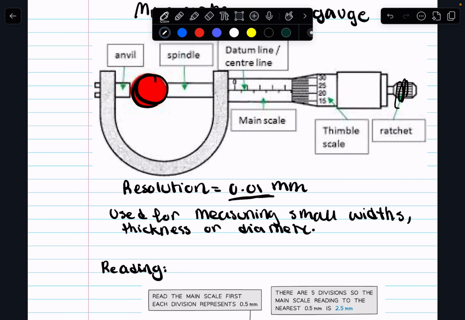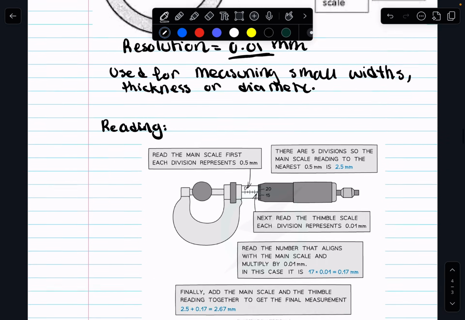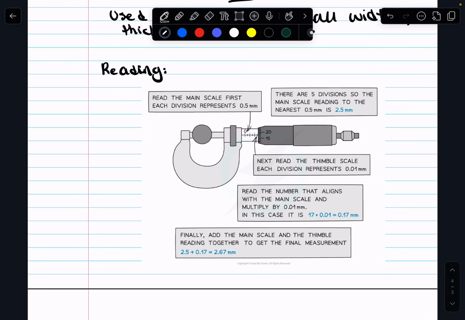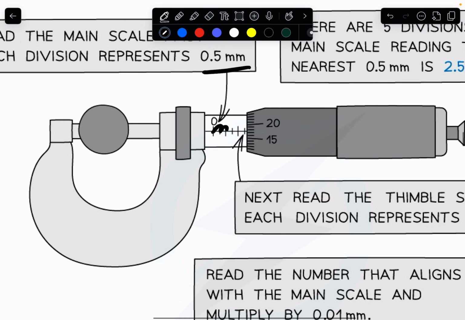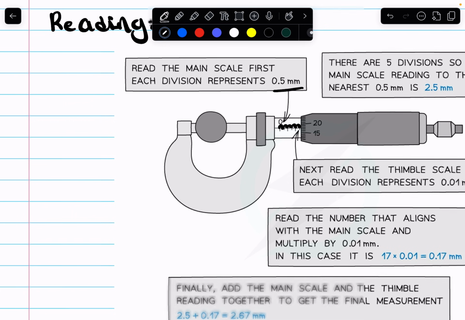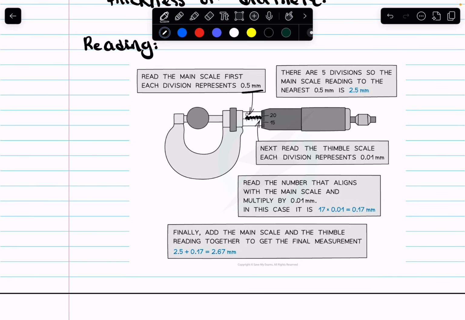So here we have a very, very small ball. So how you read it is basically you read the main scale first. So each division is half a millimeter. So you read it, and then there are 5 divisions on the main scale to the nearest 0.5 millimeter, which is 2.5 in this case, because we have 5 of them. Let me show you. 1, 2, 3, 4, 5. So that's 0.5 times 5, which is 2.5 millimeters. And then you read on the thimble scale, that each division represents 0.01 millimeter, which is actually the resolution.